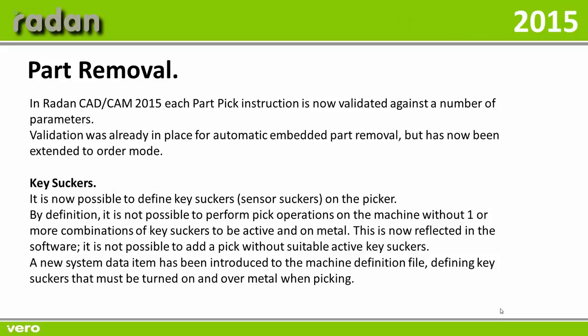It is now possible to define key suckers on the picker. By definition, it is not possible to perform a pick operation on a machine without one or more combination of key suckers being activated on the metal. This is now reflected in the software. It is not possible to add a pick without suitable active suckers being available. A new system data item has been introduced to the machine definition file defining key suckers that must be turned on and over the metal when picking.